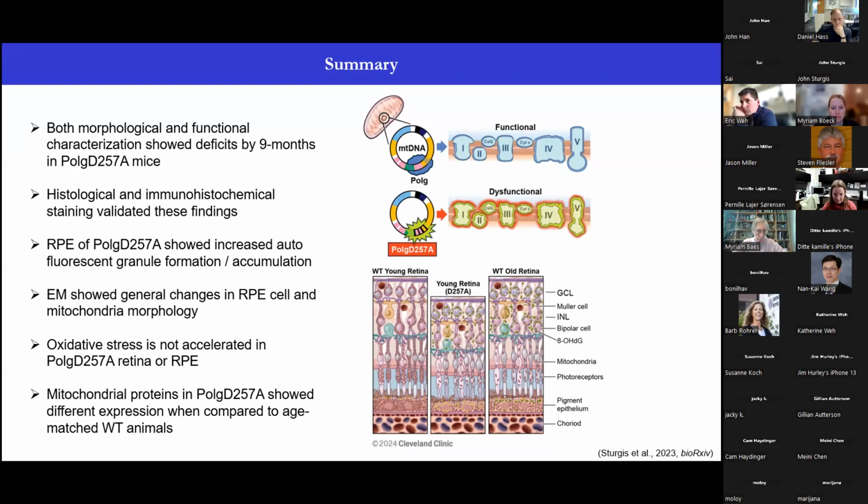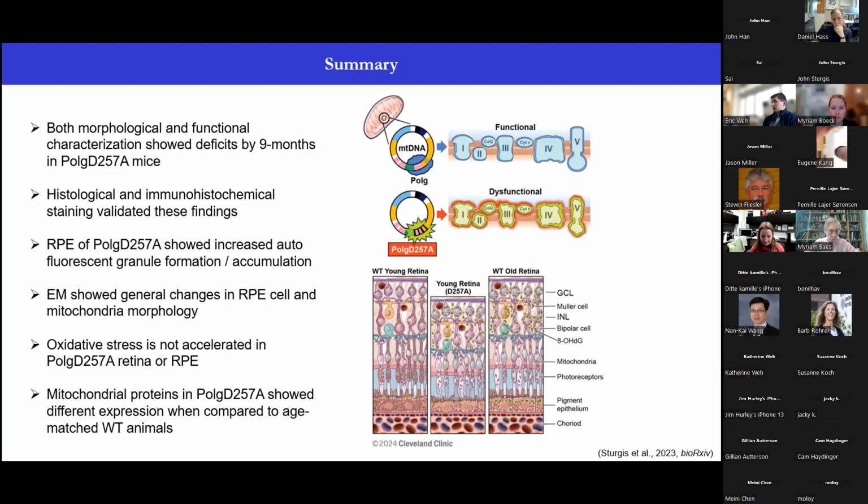And then surprisingly, we didn't see that oxidative stress is accelerated in the D257A retina or RPE. This again maybe goes against the well-studied vicious cycle theory of reactive oxygen species production. And then mitochondrial proteins in the D257A showed different expression when compared to the age-matched wild-type animals. Specifically, the strongest data suggesting that complex 4 and complex 1 are the most compromised.